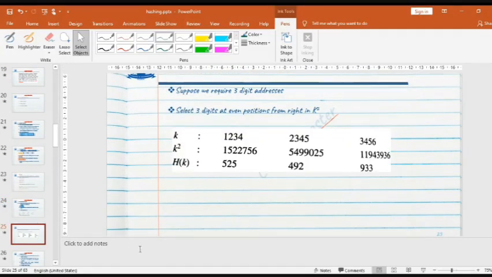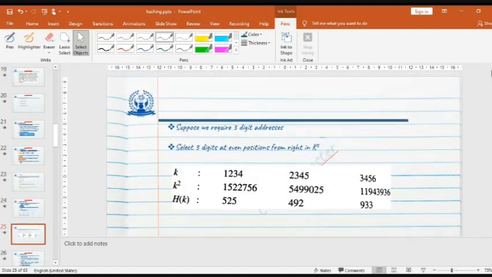So this is another example. Here we are using 3-digit addresses. A 3-digit address means we can select any digits. This is our key 1234, and its square is this one. 2345, square is 5499025. 3456, square is this one. Okay, from this we can select h of k, the hash function.